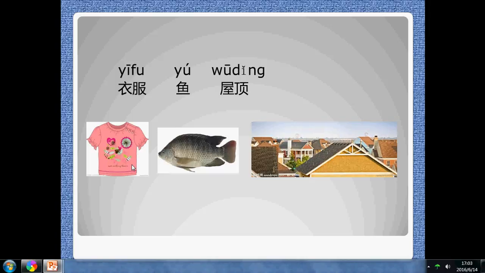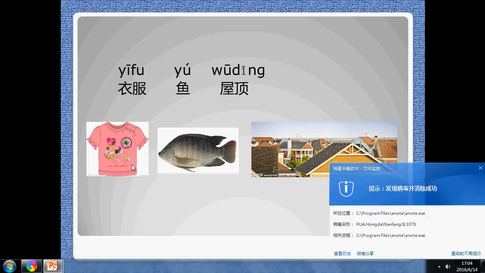So you just remember the first picture, 衣服, it is coat. In Chinese, it is 衣服. And the second one is fish. In Chinese, it is 鱼. And the third one, 屋顶. It is roof. In Chinese, it is 屋顶. Let's repeat. 衣服, 鱼, 屋顶.